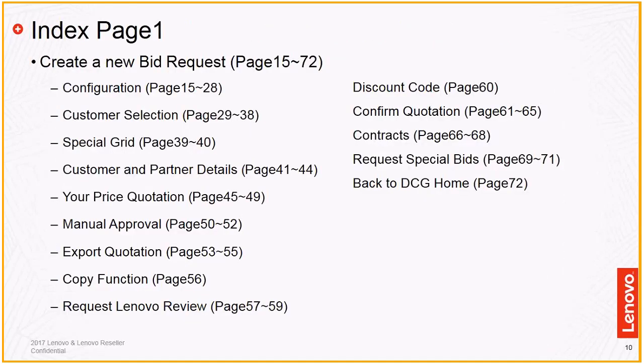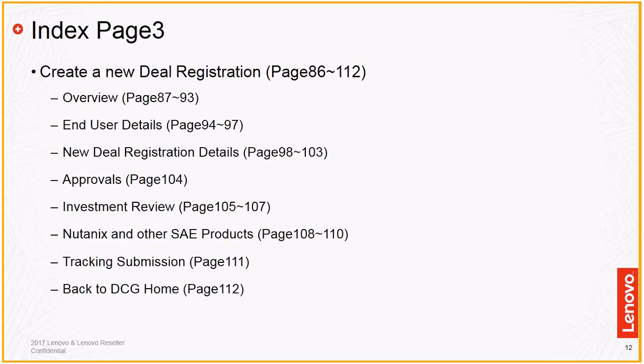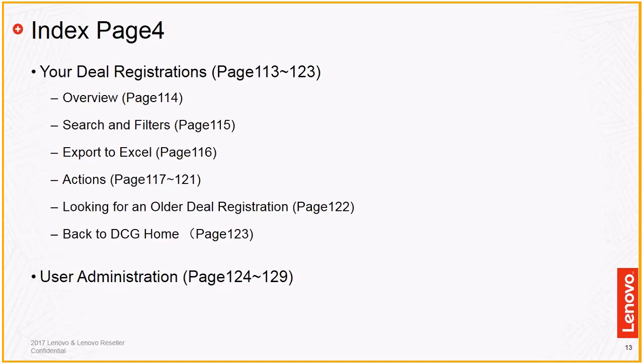From this page, there is the introduction of LBP functions, including create a new bid request, your bid requests, create a new deal registration, your deal registrations and user administration. We will create a demo deal registration and a demo bid request for your reference to introduce the function of LBP. But for further details, please refer to this user guide and index. And then let's get started.